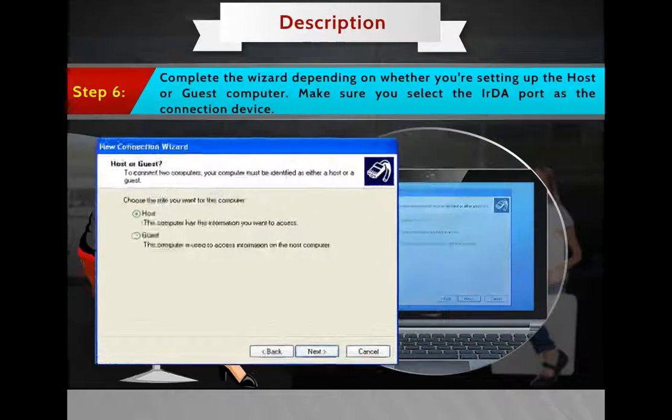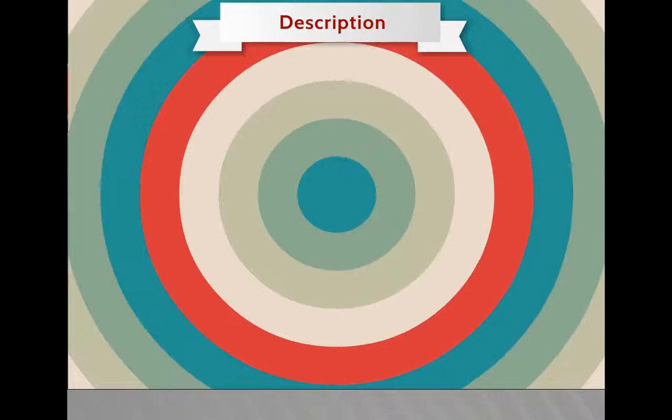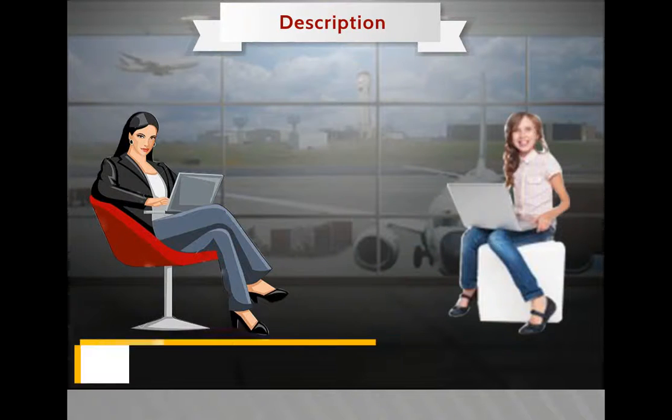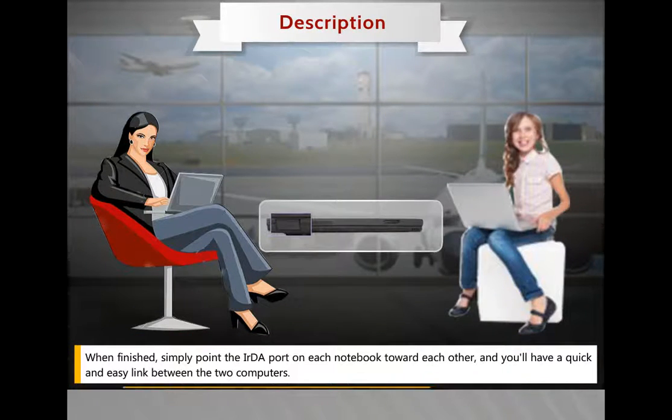Step 6. Complete the wizard depending on whether you are setting up the host or guest computer. Make sure you select the IrDA port as the connection device. When finished, simply point the IrDA port on each notebook toward each other, and you will have a quick and easy link between the two computers.